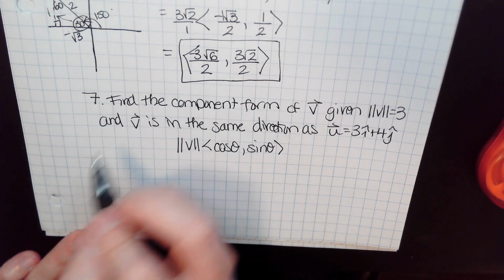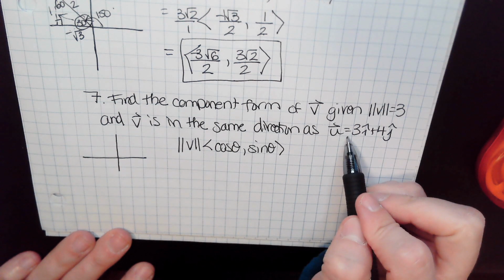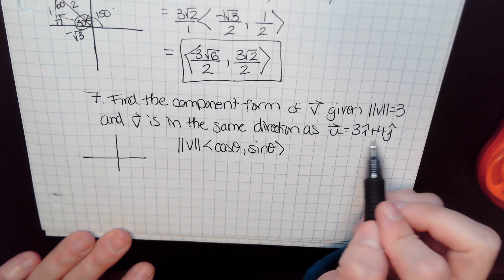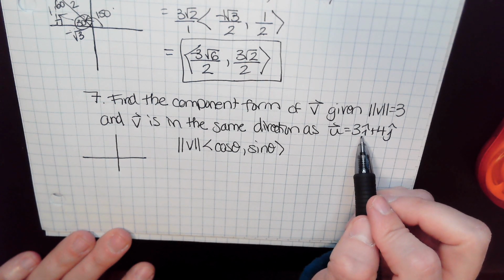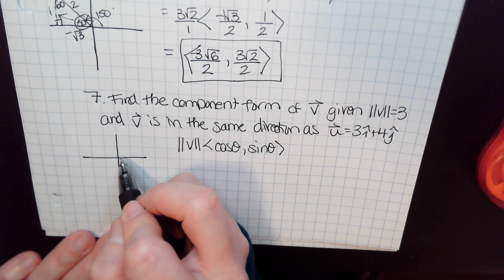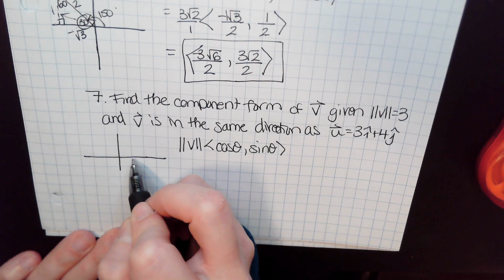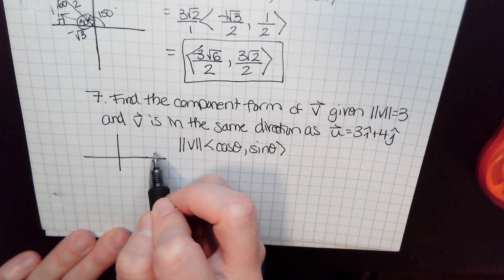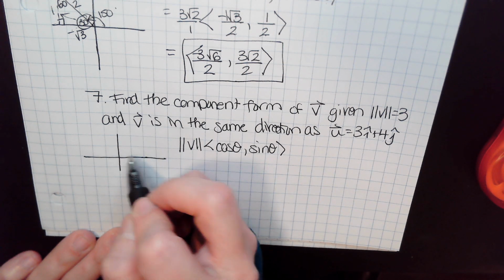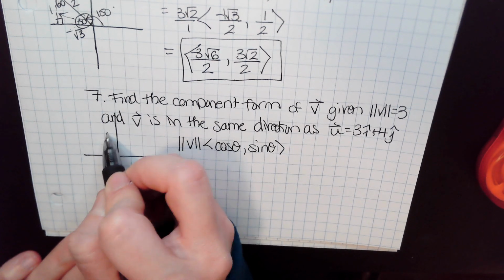cosine theta, sine theta. Now here, I know that I need it to be in the same direction as vector u, which is 3i plus 4j. So I'm going to plot that vector, over 3, up 4. And I'll just count by 2's here.